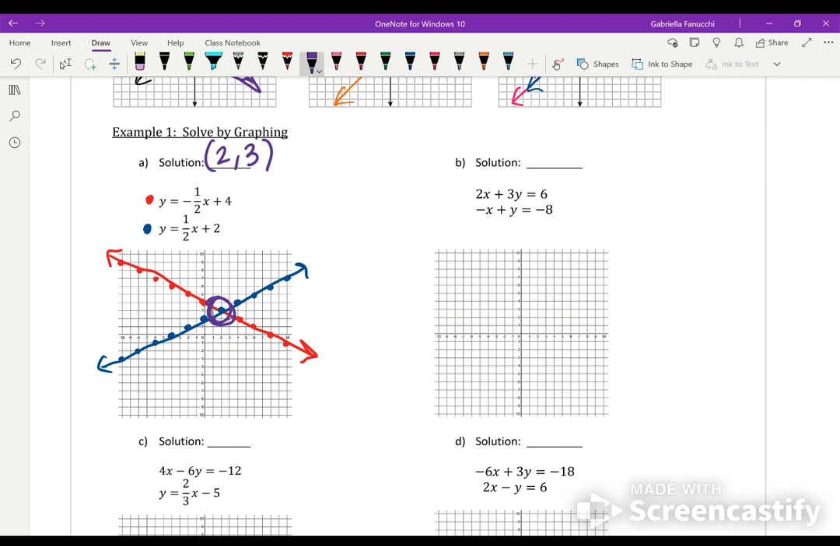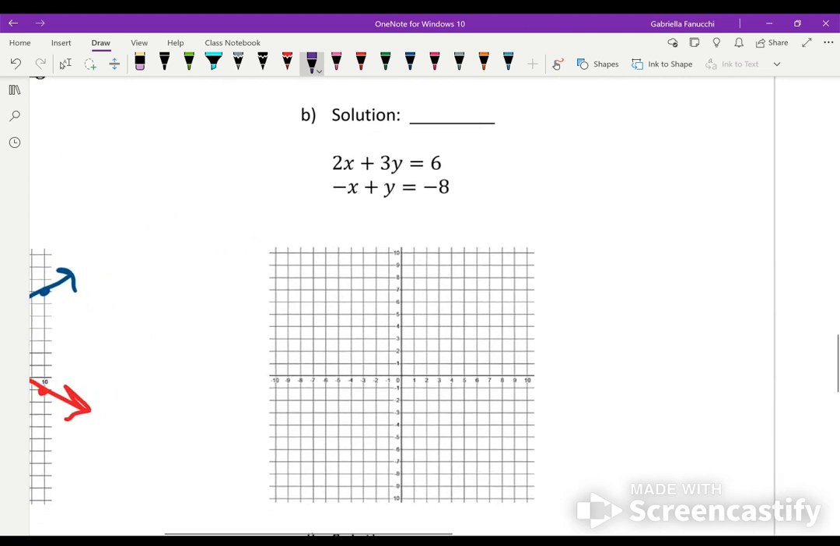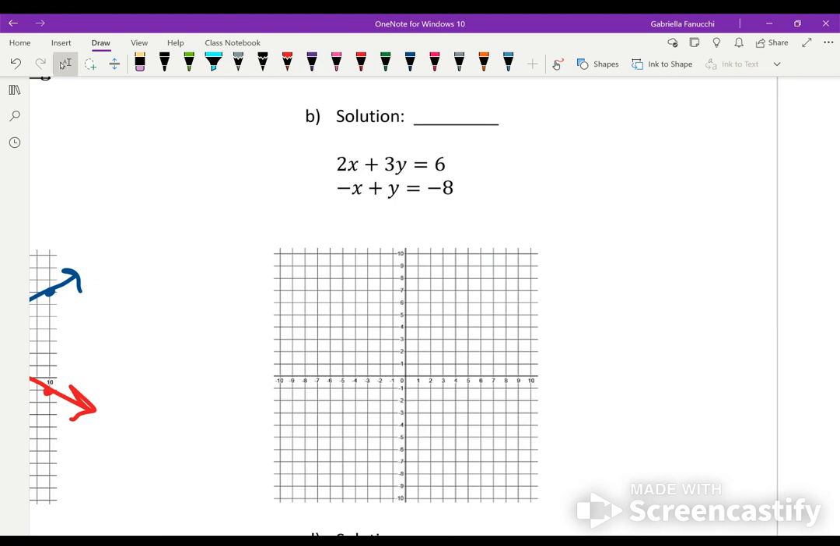For the next one, we have 2x plus 3y is equal to 6, -x plus y is equal to -8. So we can either find our x-intercepts and y-intercepts because they're in standard form, or we could change them to slope-intercept form. In this case, it's pretty easy. I'm just going to get the x-intercept and y-intercept. If things ended up becoming fractions, then I would solve it. With the x-intercept and y-intercept, I always tell you guys just cover one up and then solve that. So 2x is equal to 6. Well, that means x is equal to 3. So my x-intercept is (3, 0).